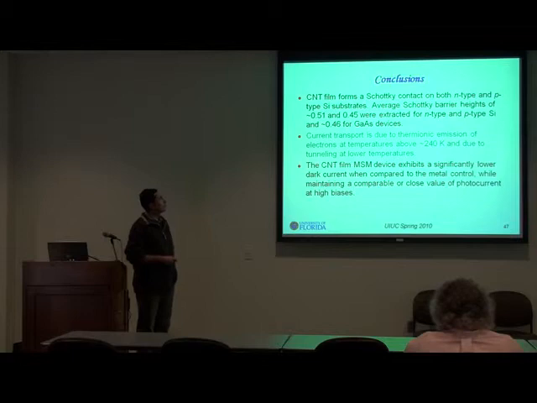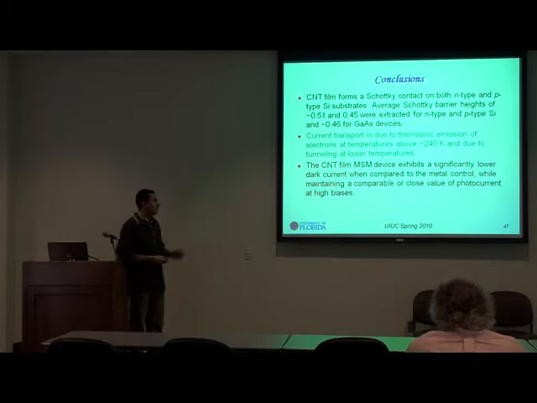So in order to conclude this section, the CNT film forms a Schottky contact on both N-type and P-type silicon substrates. Average Schottky barrier heights of 0.51 and 0.45 eV were extracted for N-type and P-type silicon. Also, we did this analysis for gallium arsenide devices, and we extracted a 0.46 electron volt barrier for undoped gallium arsenide substrates. The current transport is due to thermionic emission of electrons at temperatures above about 240K and due to tunneling at lower temperatures. And the CNT film MSM device exhibits a significantly lower dark current compared to the metal control while maintaining a comparable photocurrent at low power biases.